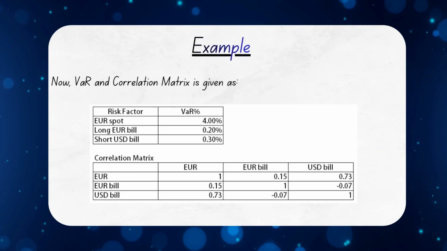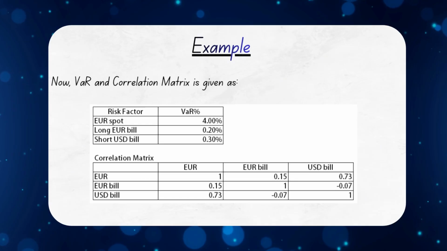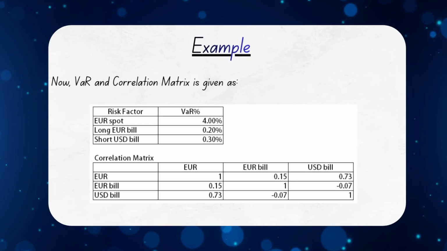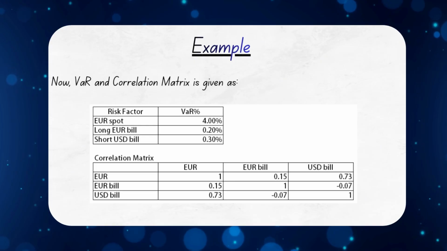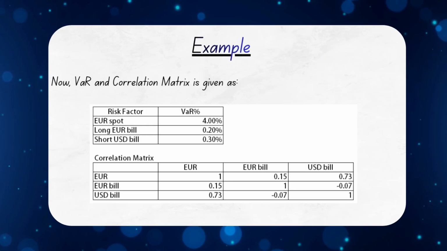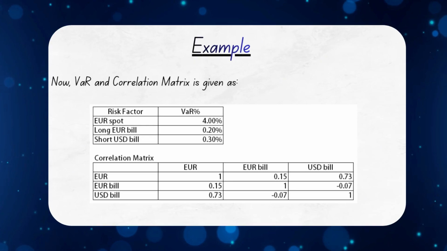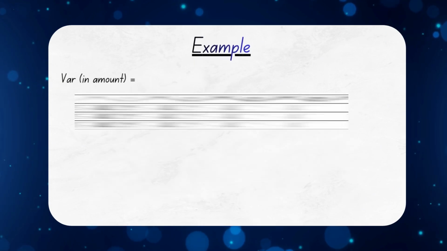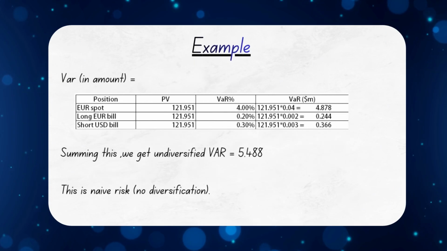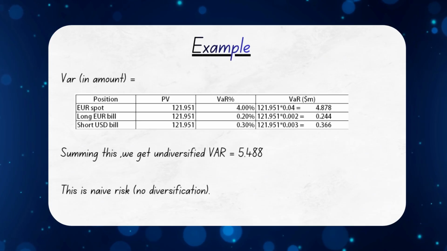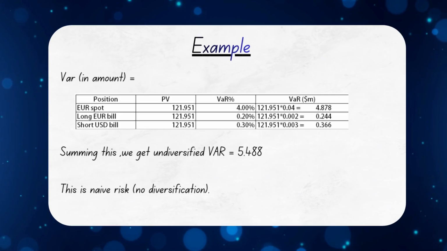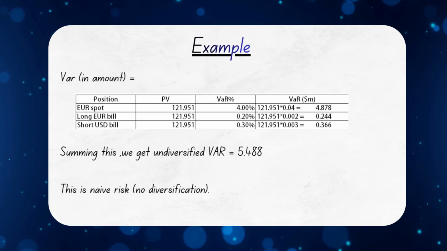Next, we are given VaR percentages for each factor. Euro spot has 4%, Euro bill 0.20%, and US bill 0.30%. We also have the correlation matrix. This tells us how these risk factors move together. Some move together strongly, others partially offset. Now we compute VaR in dollar terms. We multiply present value by each VaR percent. For EUR spot, we get 4.878 million. For the Euro bill, 0.244 million, and US bill, 0.366 million. Adding them gives undiversified VaR of 5.488 million.